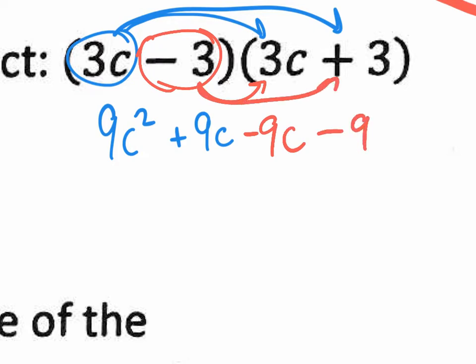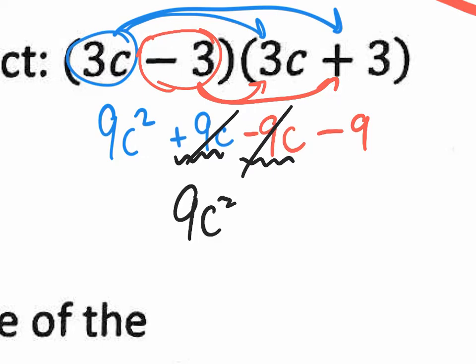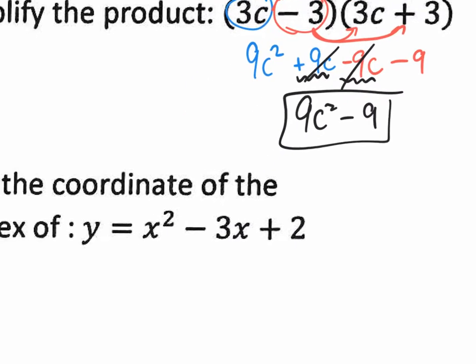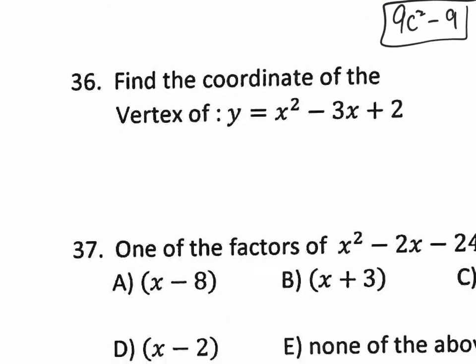After distributing, you need to combine like terms. So when you go positive 9c with the negative 9c, what happens? Cancel out. They're done, right? They're out of there. So your final answer is 9c squared minus 9. Boom. That's it. Free points, I think. All right, number 36 is another easy one.